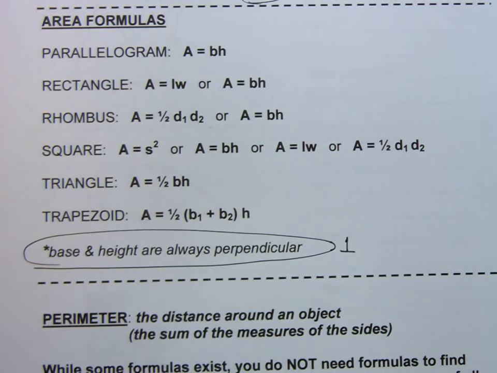So if you're having a hard time identifying what's the base, what's the height, find that right angle. Find that right angle. The base is always going to be one of the sides. The height will sometimes be a side, but oftentimes the height is not one of the sides.